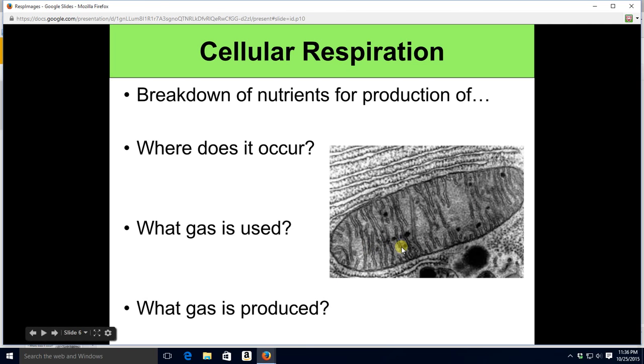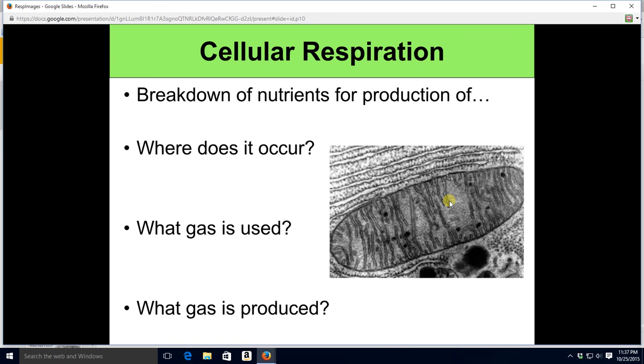This is a mitochondrion. And of course, in the process of doing cellular respiration, if it's aerobic at least, we're using oxygen. We're making CO2. If it's anaerobic, well, we're not. And we're not making as much ATP.